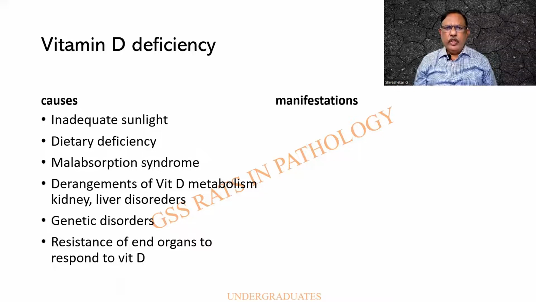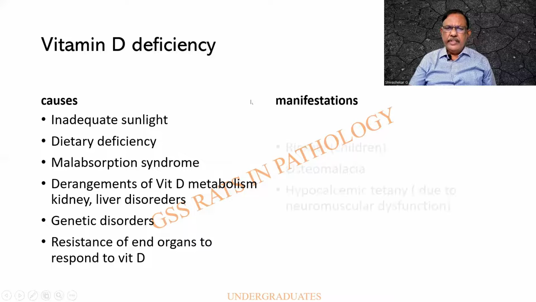This malabsorption syndrome need not be specific for any one particular substance. After all, it is a fat-soluble vitamin. Therefore, any of the fat and its allied compounds may not be absorbed. Derangements of vitamin D metabolism in liver and kidney disorders. Genetic disorders. Again, that has got a say. And finally, there will be an adequate intake, but we find that the end organs are resistant in responding to vitamin D. This is called vitamin D resistant rickets.